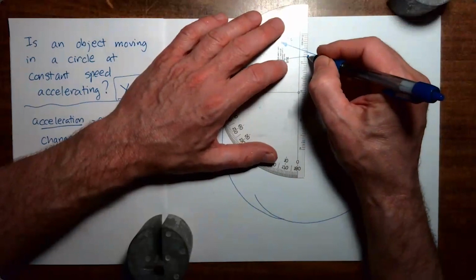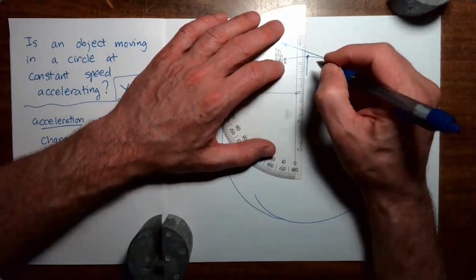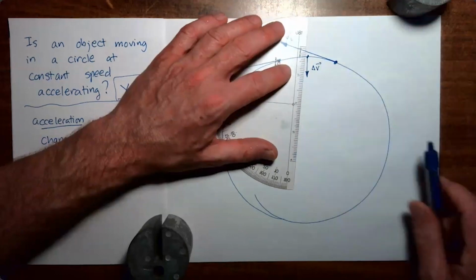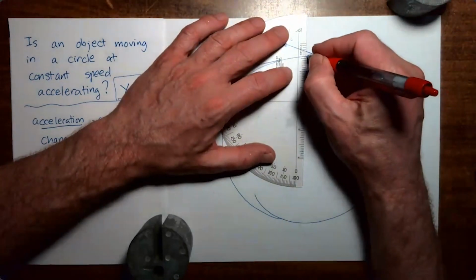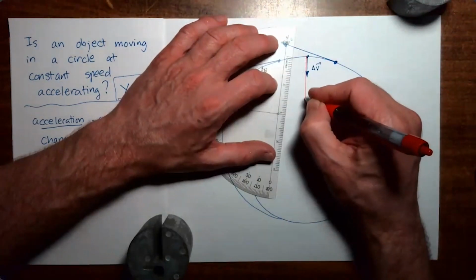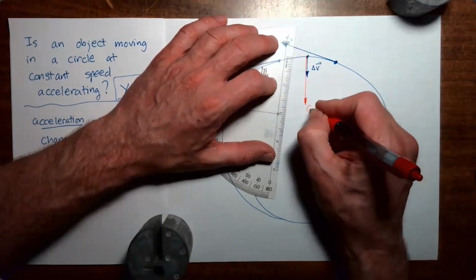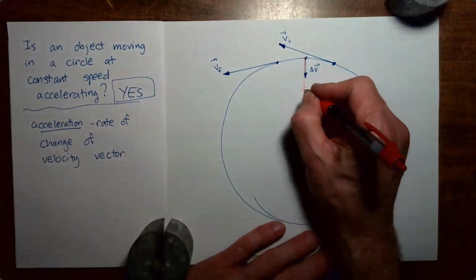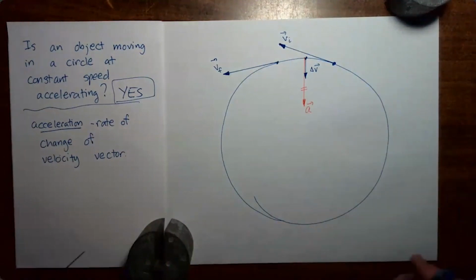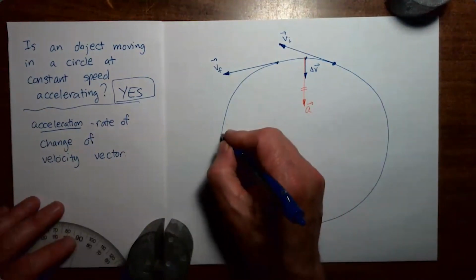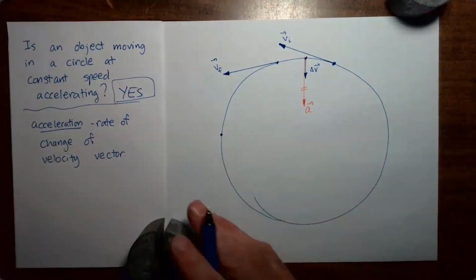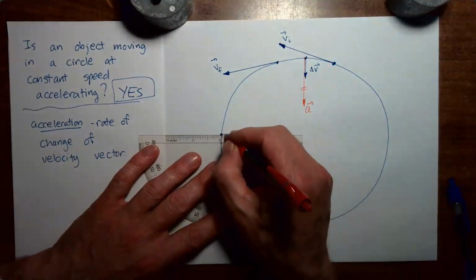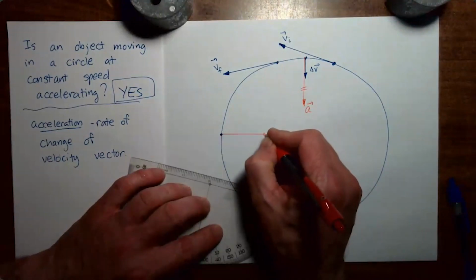So right as the object is rounding the top of the circle, the change in the velocity vector is downward. And so the acceleration vector of the object, which is there to describe changes in the velocity, points downward. We can repeat this analysis at any other point on the circle, and we will see that in each case, the acceleration vector will point in towards the center of the circle.